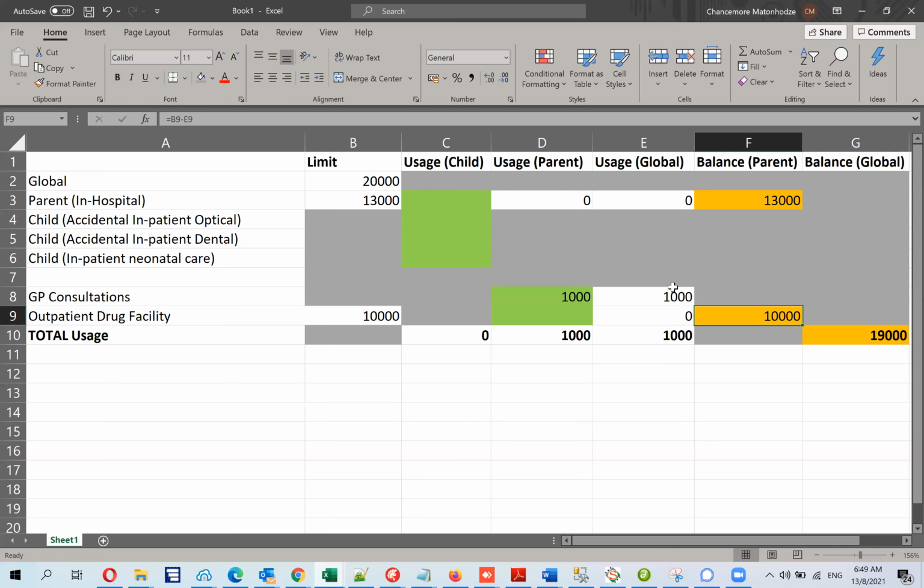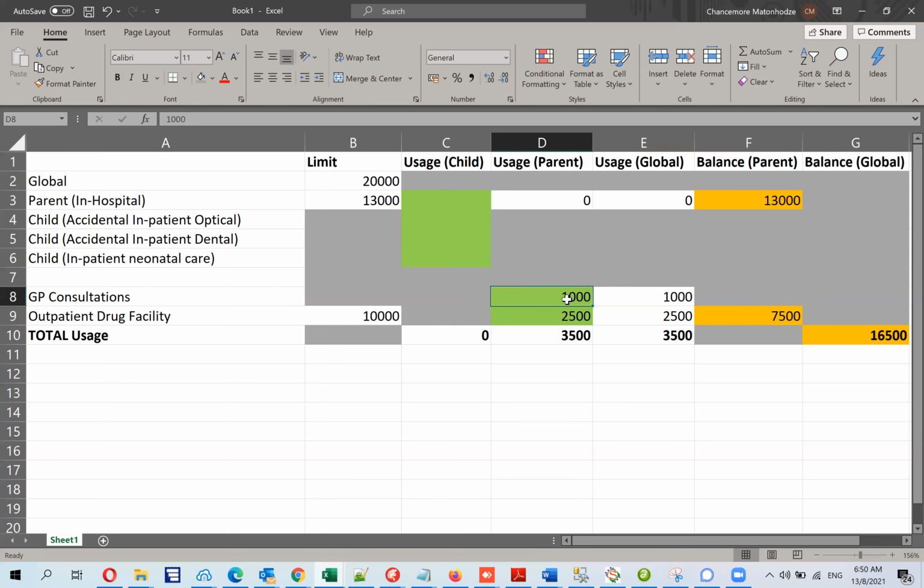So let us assume that this consultation had a prescription that came with it, and the prescription was for medicine that costs $2,500. So that knocks off straight from the outpatient drug facility, which is $2,500. So this directly knocks off from the balance of this outpatient drug facility and the global limit as well. It does not affect that inpatient limit.